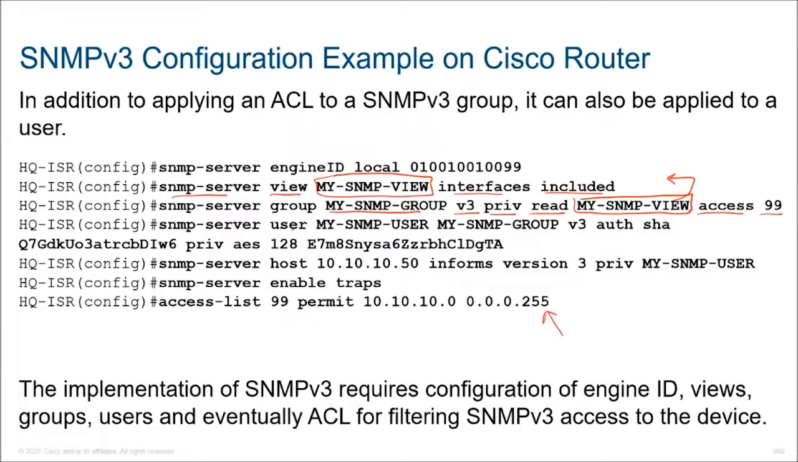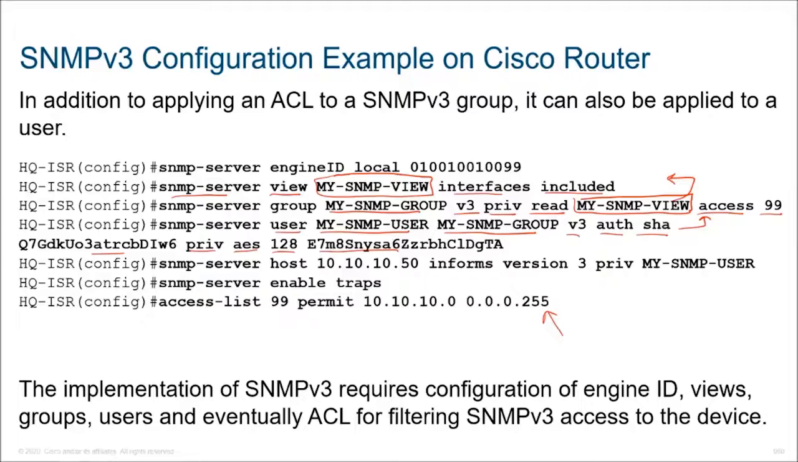And then we can set up our user. Here we called it my SNMP user, and then we just want to reference the group that we provisioned in the previous step, my SNMP group. Make sure we're using version 3. In this case, we're using auth with SHA. We can see the string, the privacy, the AES with a key size of 128, and then the key.